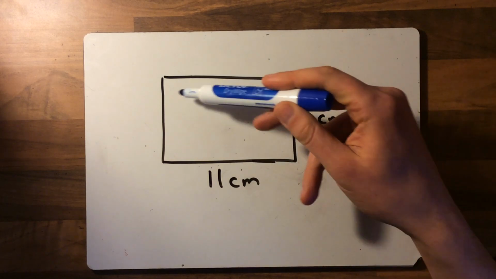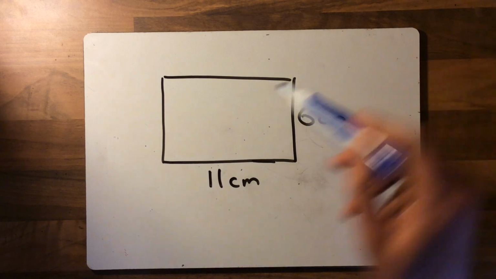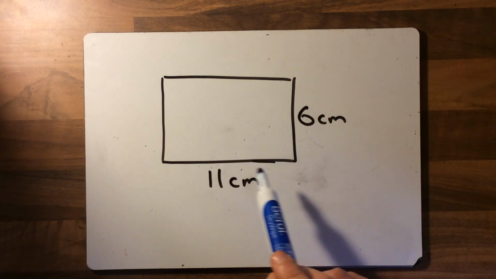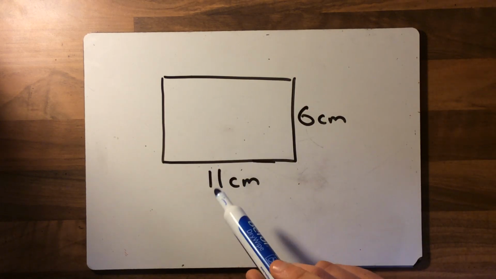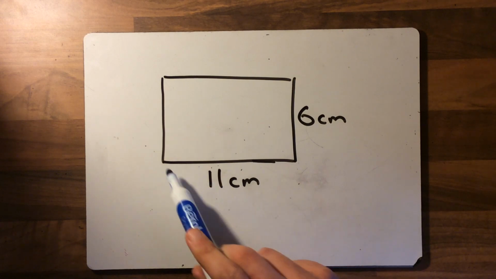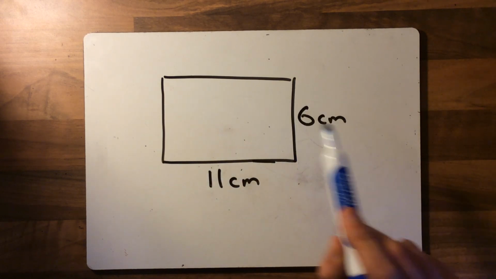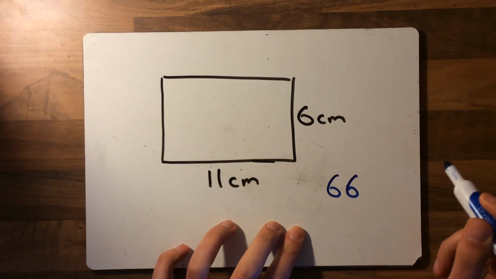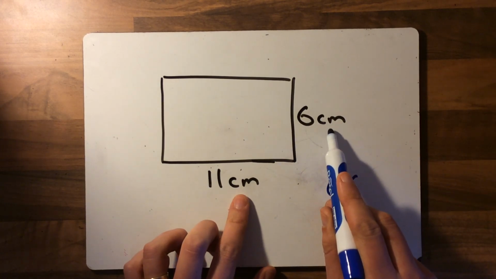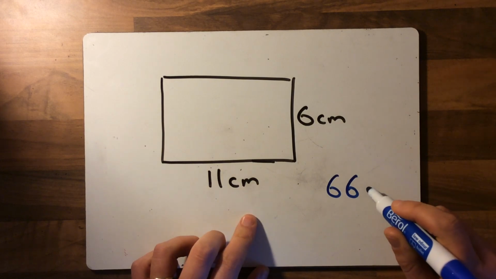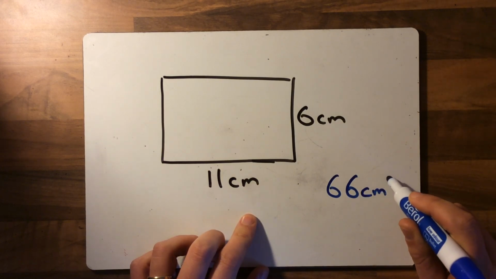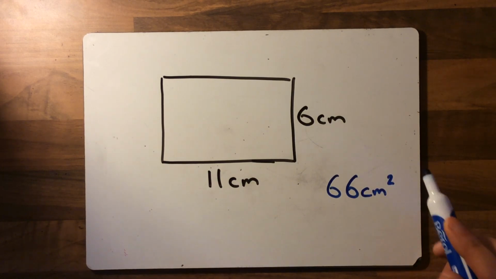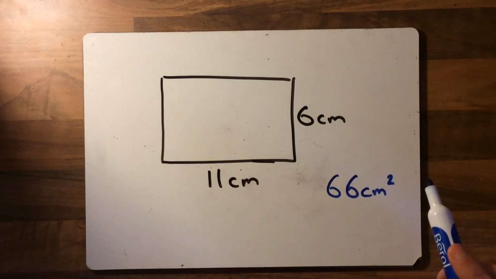Now, it would take me a long time to draw the 11 lines down here and the 6 lines across to work out how many squares there are in the shape. It's a far easier way of doing it by multiplying the width by the height. 11 times 6, we all know, is 66. The unit of measurement is in centimetres. This time I remember to put the squared symbol because it's the number of squares within the shape.